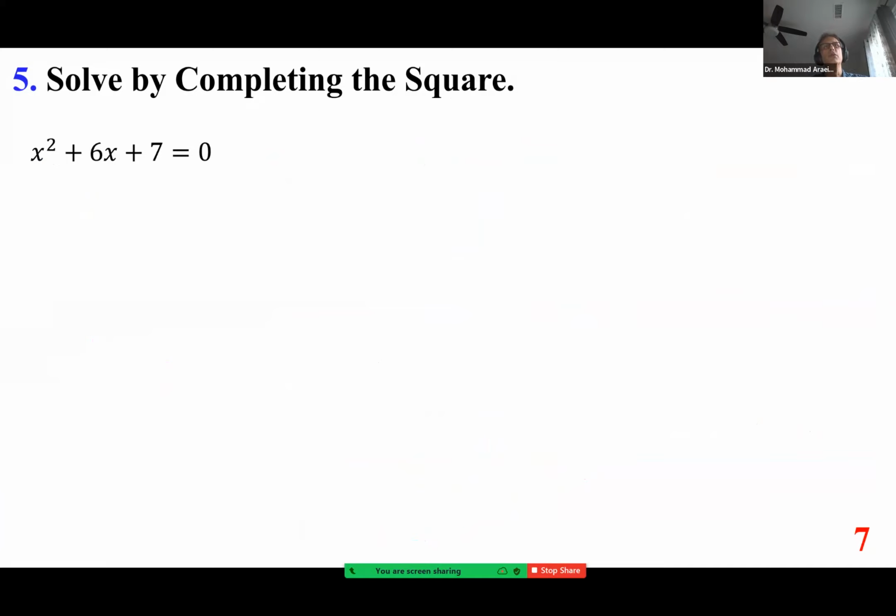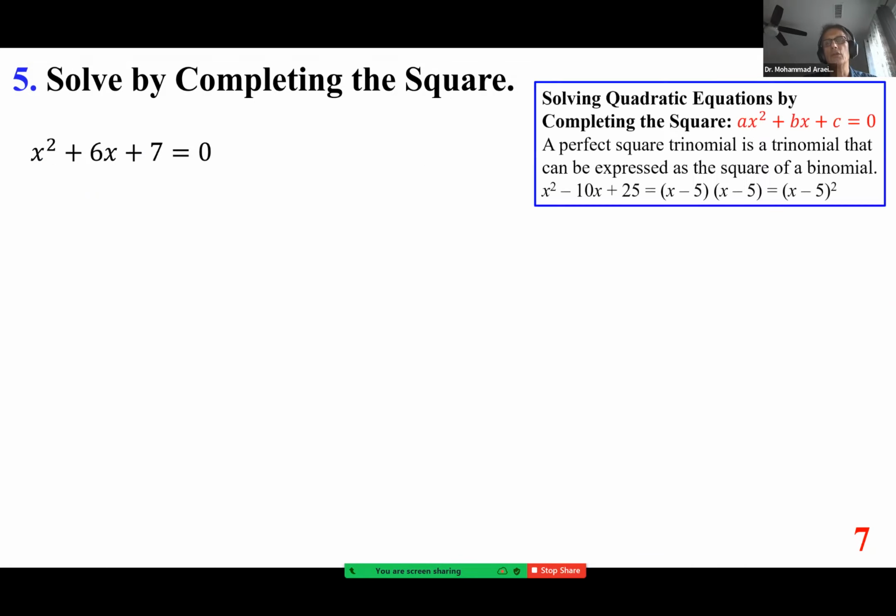Solve by completing the square. Well, here's the idea to help us understand how we solve by completing the square. A perfect square trinomial is a trinomial that can be expressed as the square of a binomial, such as x squared minus 10x plus 25, which is (x minus 5) squared.